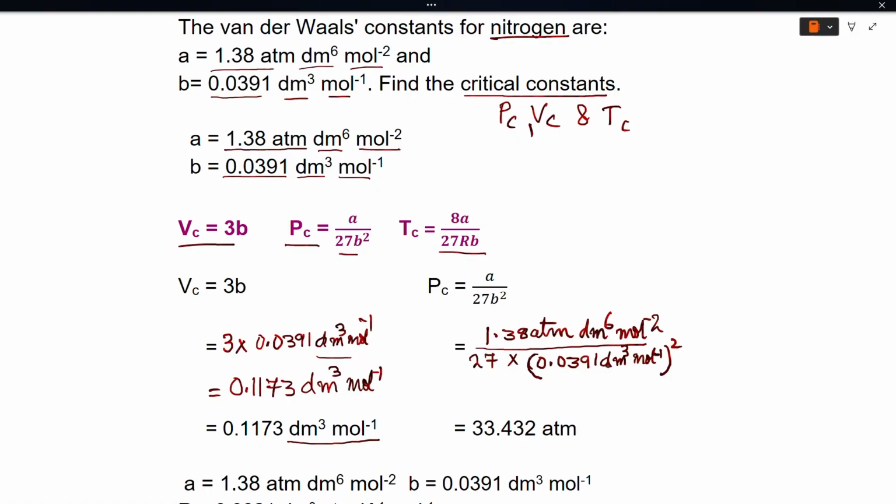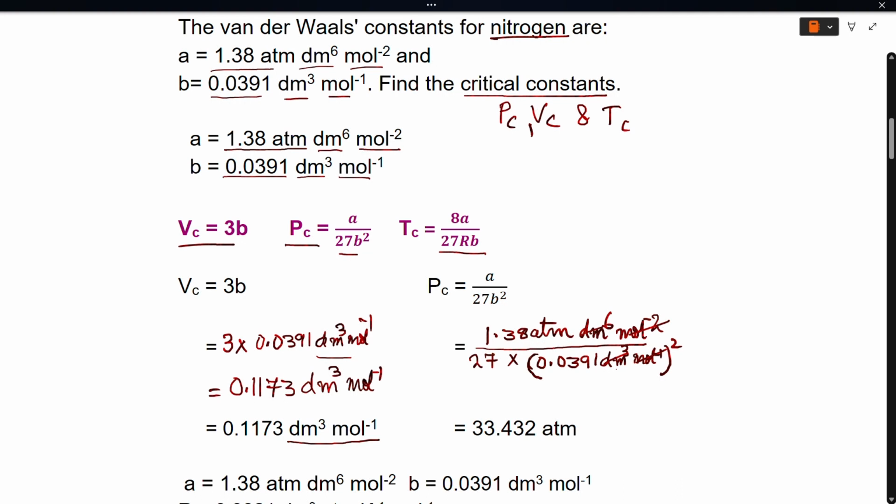Okay. Now, let us check the units. Here it is atmosphere, in the denominator you do not have any atmospheres. Here it is decimeter raised to 6 and here we have decimeter cube twice. So, that again becomes decimeter raised to 6, so you can cancel this with this. Mole raised to minus 1 square, that is mole raised to minus 2, so you can cancel these two. And finally, what remains is the atmosphere.